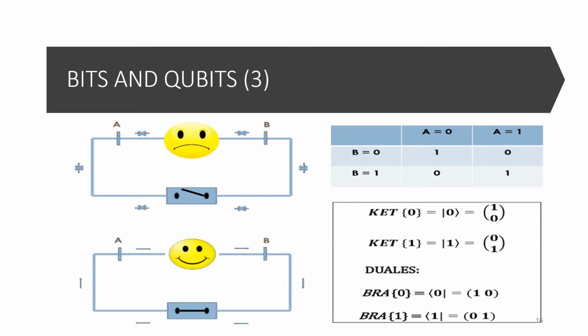Circuit off implies A equals 0 and B equals 0 is true, and A equals 0 and B equals 1 is false. The same argument applies when the circuit is on. That is, A equals 1 and B equals 0 is false, and A equals 1 and B equals 1 is true. This column representation is the Ket notation proposed by Paul Dirac.